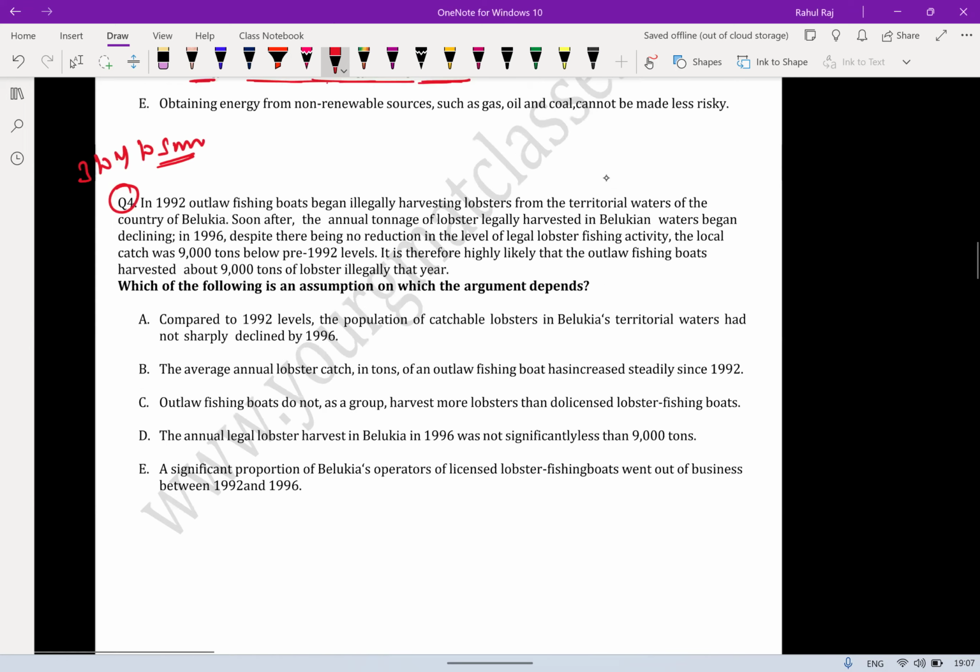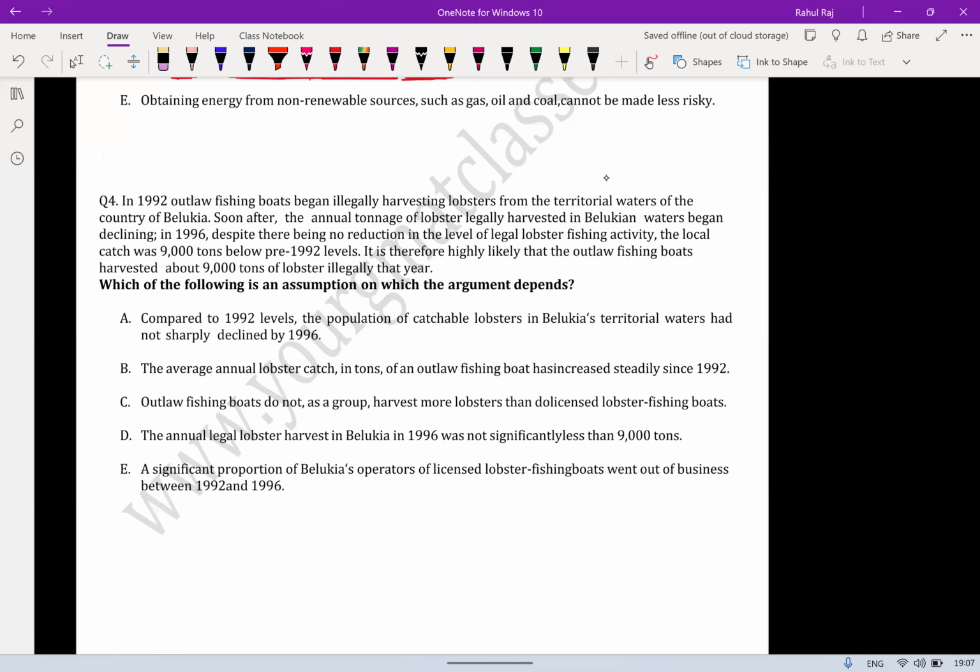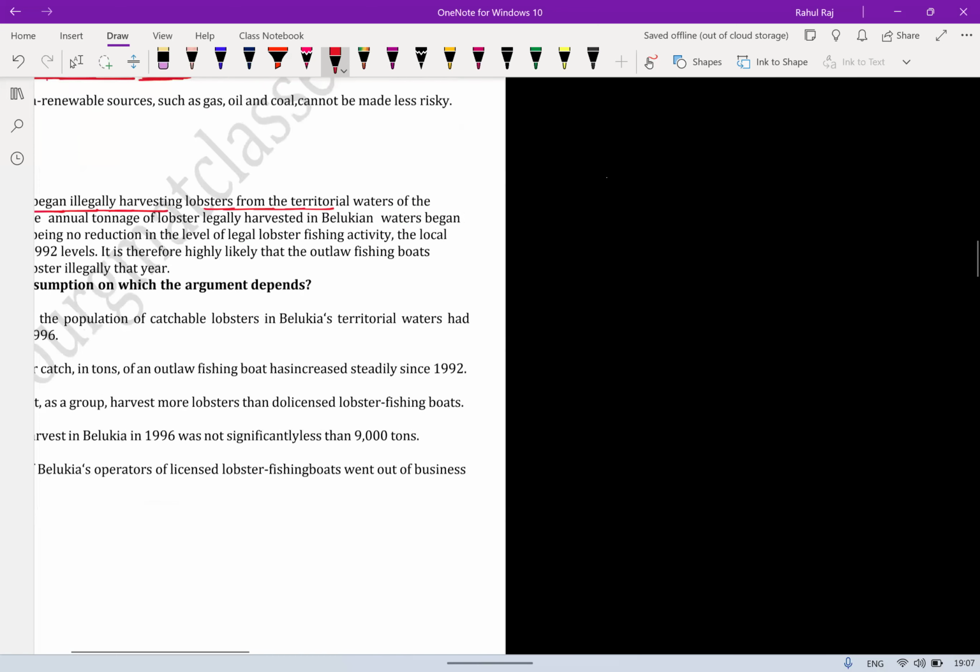So it says that in 1992, outlaw fishing boats began illegally harvesting lobsters from the territorial waters of the country of Belupia. In 1992, imagine.